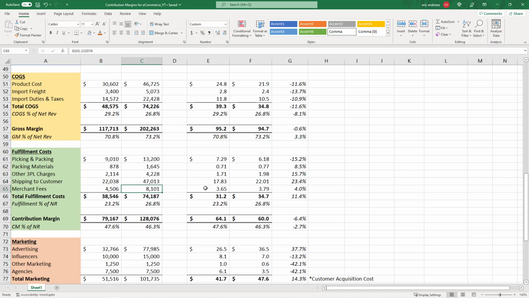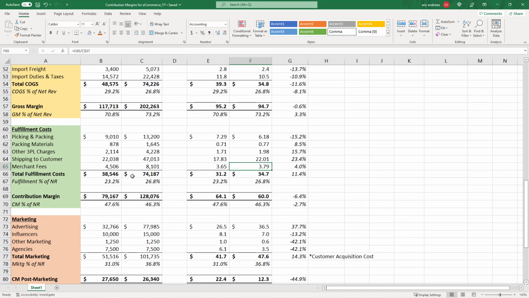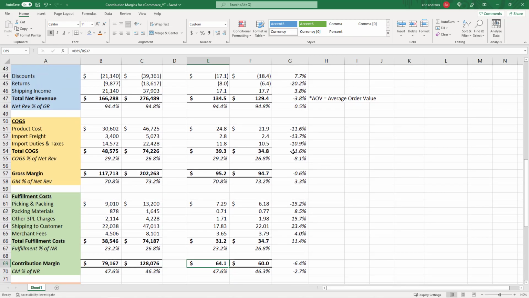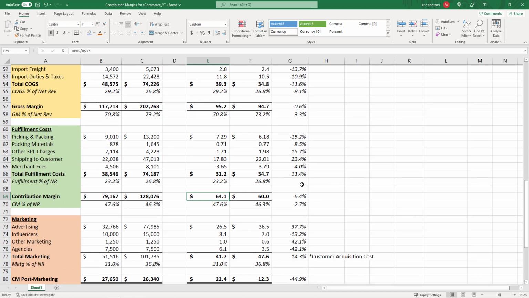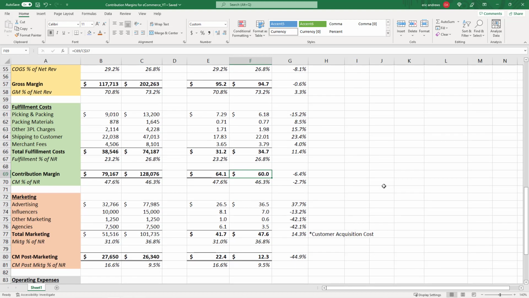And then merchant fees, we say are $365 an order and $379 an order. So total fulfillment costs are $31 an order, $35 an order. And so your contribution margin after getting the product to the customer, in this month it's $79K, $128. So we made $64. We sold the product for $134 and getting it to the customer's front door was $64. And this month we made $60. So your contribution margin was a little under 50%.